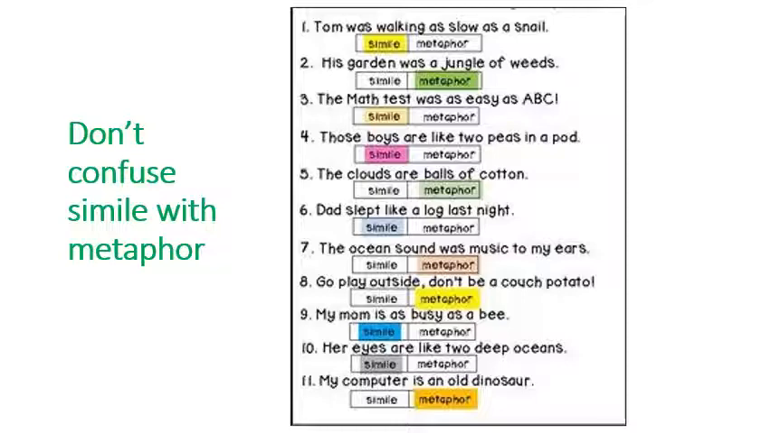Like this one, Tom was walking as slow as a snail. Nah, karena ada as slow as, so it's a simile. But when you say his garden was a jungle of weeds, yeah, without the word like, then that's metaphor. Nah, misalnya kalian mau mengungkapkan feeling gitu ya, I feel like a loser gitu. Karena ada like, berarti itu masuk simile. Jadi ada like, as, and so on untuk perbandingan setelah kata kerja. Ciri-cirinya itu.